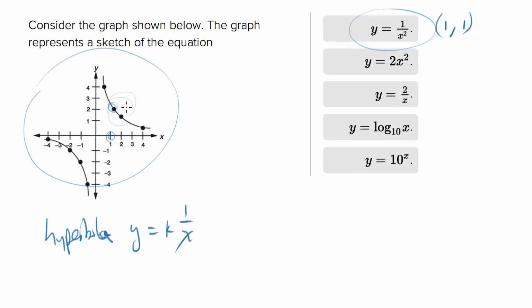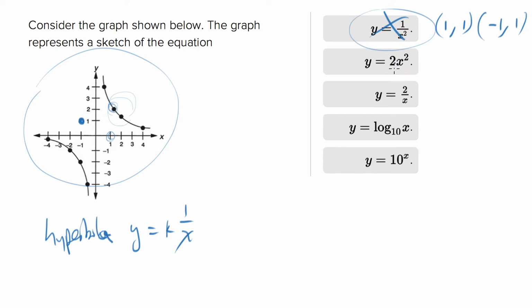But let's see what happens if I put in a negative number. Suppose I put in negative 1. Negative 1 squared is 1. So 1 over negative 1 squared is also 1. So is the point negative 1, 1 on this chart? It's definitely not on that function. So this answer is out.